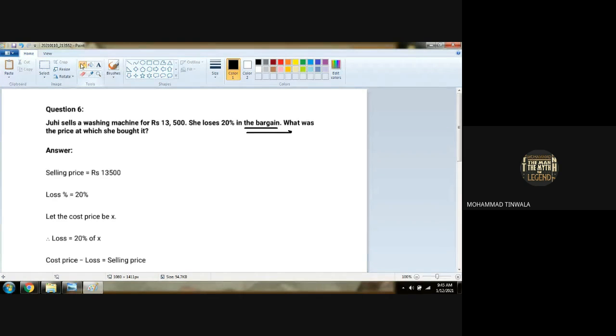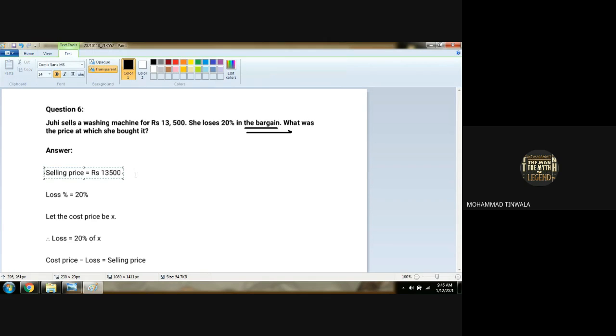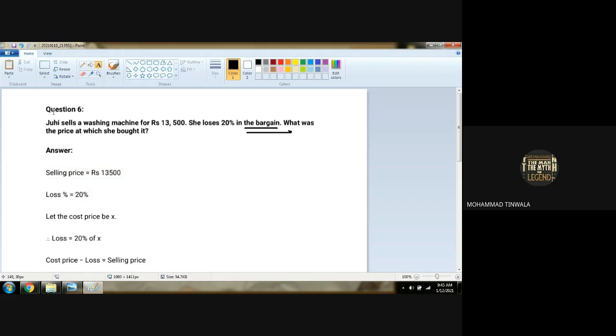Are you all understanding the content? Yes. So Juhi sells a washing machine for rupees 13,500. So selling price is equal to rupees 13,500. Can we say that selling price is rupees 13,500?